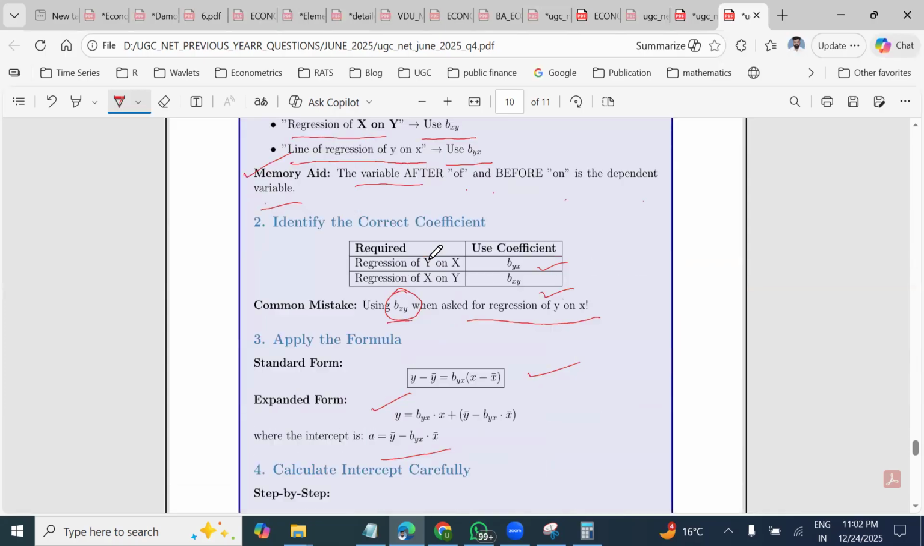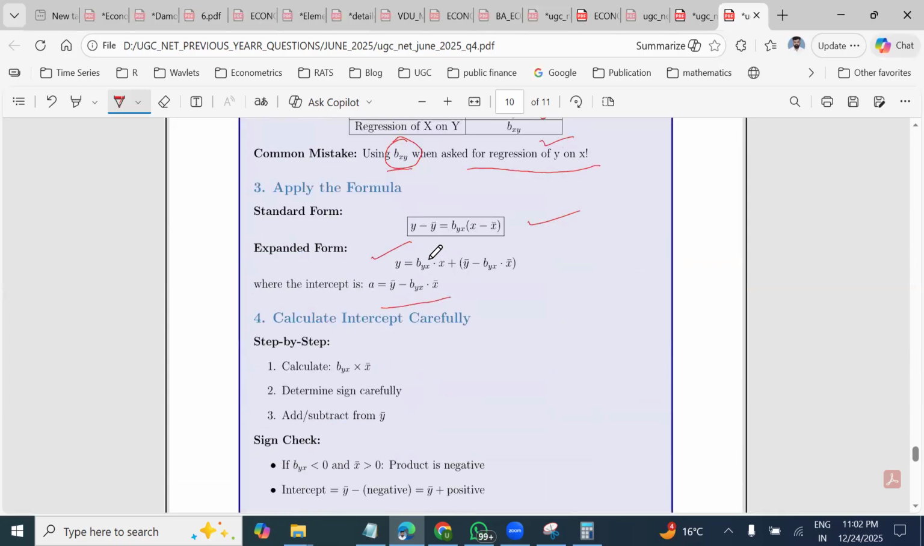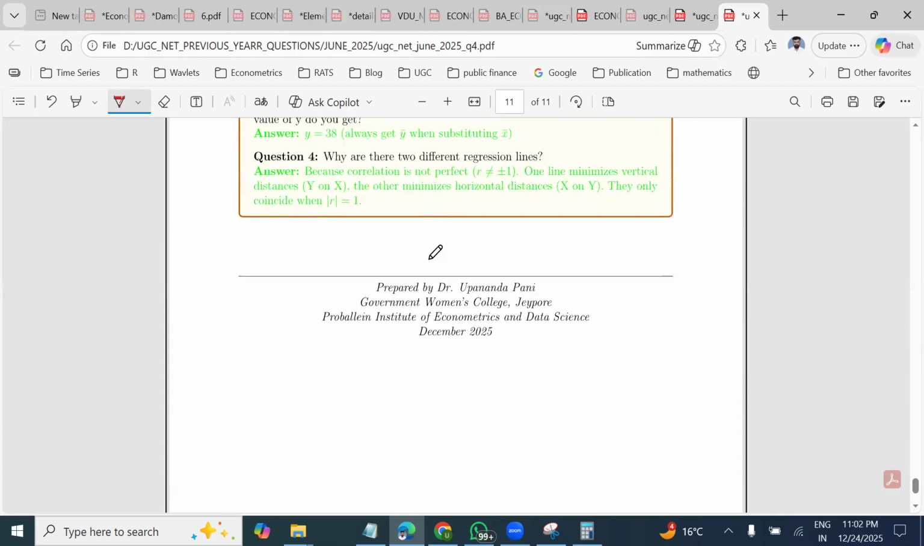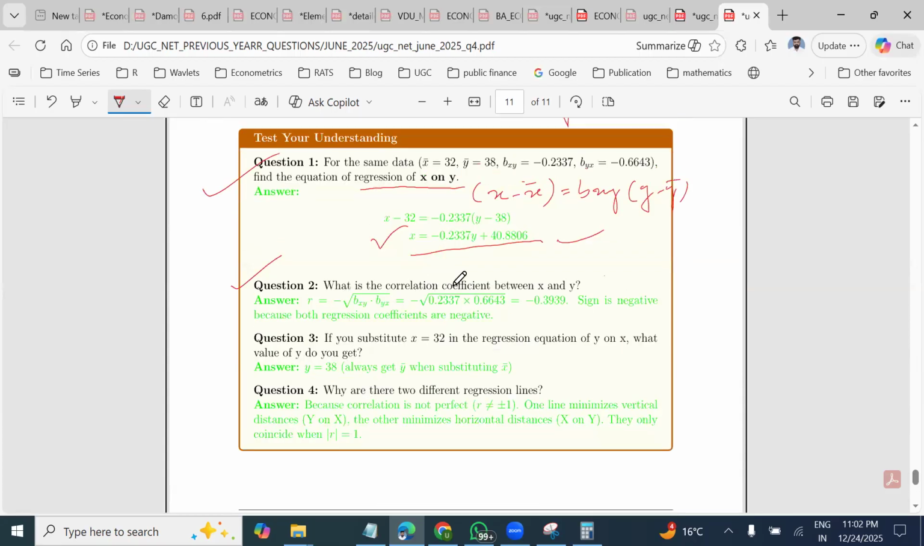So sometimes questions will be here and there, but you have to remember the tricks. That is what it is saying, x and y. So that is why it is negative, we are saying here in this case. The sign is negative because both the regression coefficients are negative. It is clearly written. And if you substitute x is equal to 32 in the regression equation of y on x, what will be the value? Of course the value will be 38, because you are just multiplying over here.